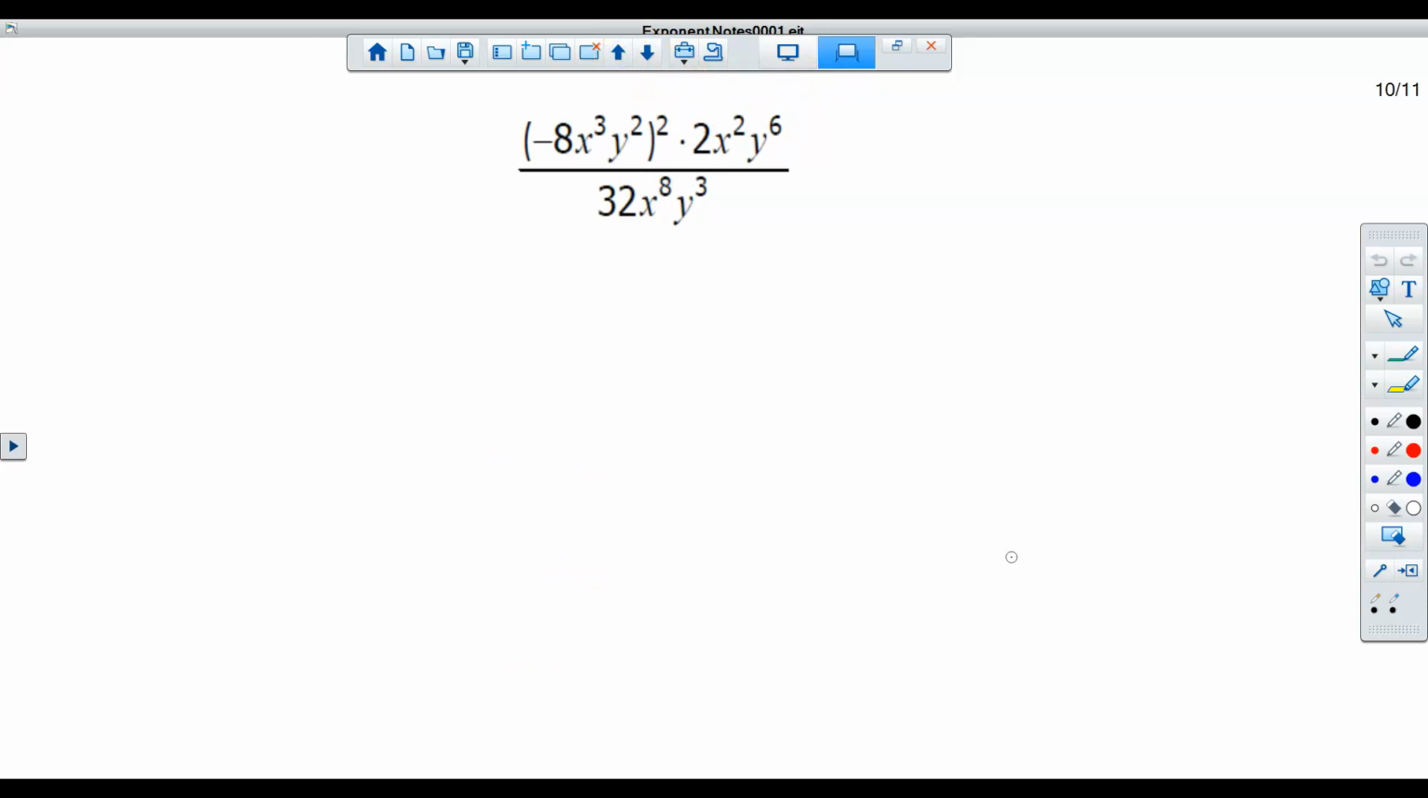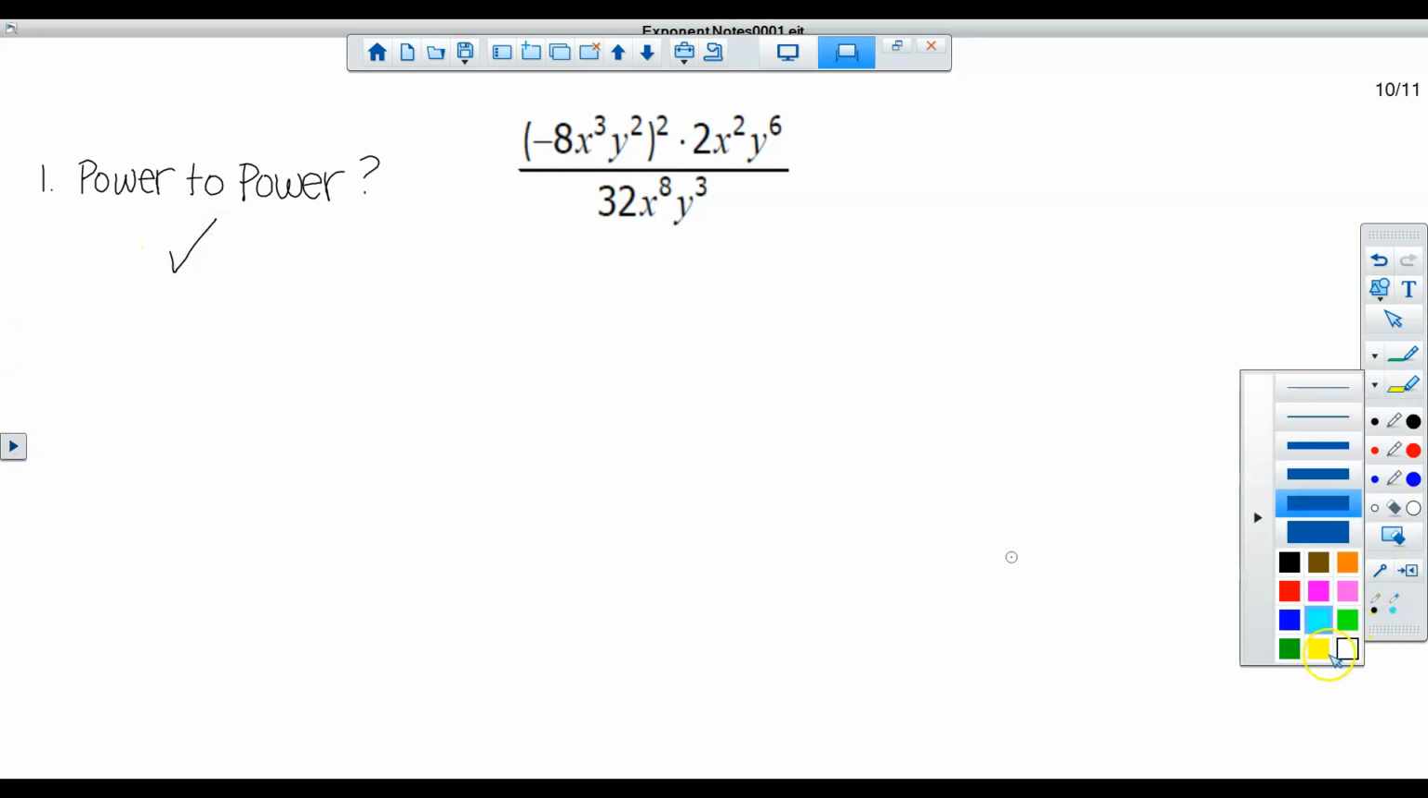So notice this problem looks a little bigger. We're going to start by looking for power to a power. Anywhere in this problem do we see parentheses with an exponent outside? And I think you would agree that we do. It's there, so we're going to have to do this.